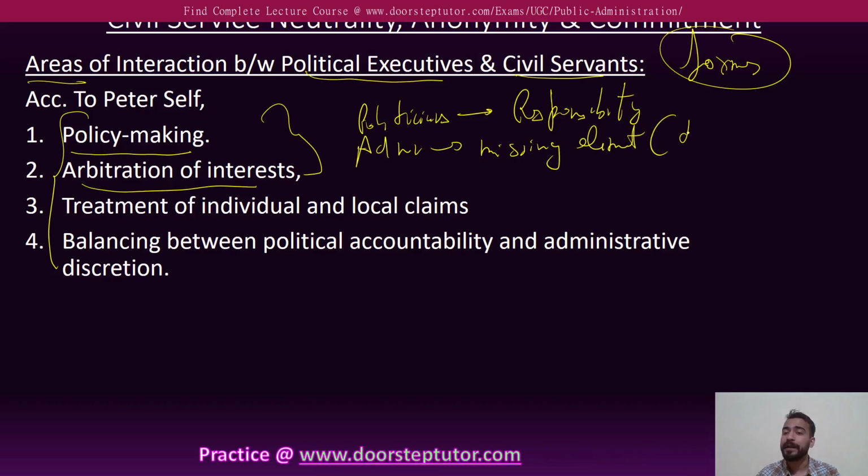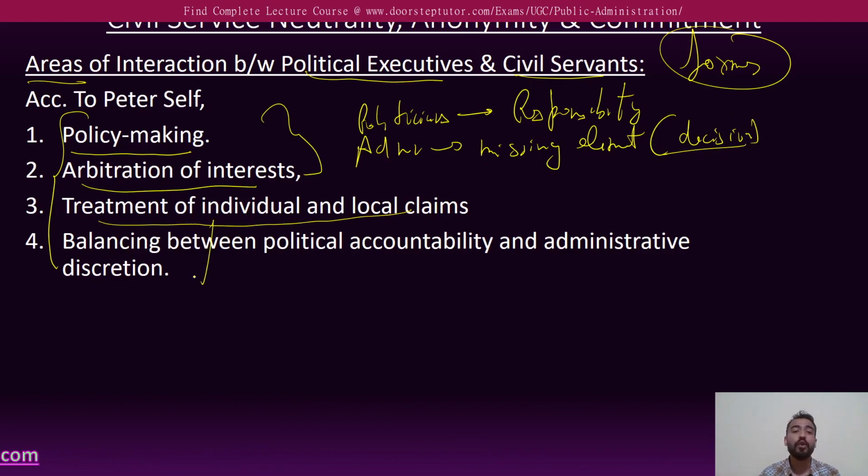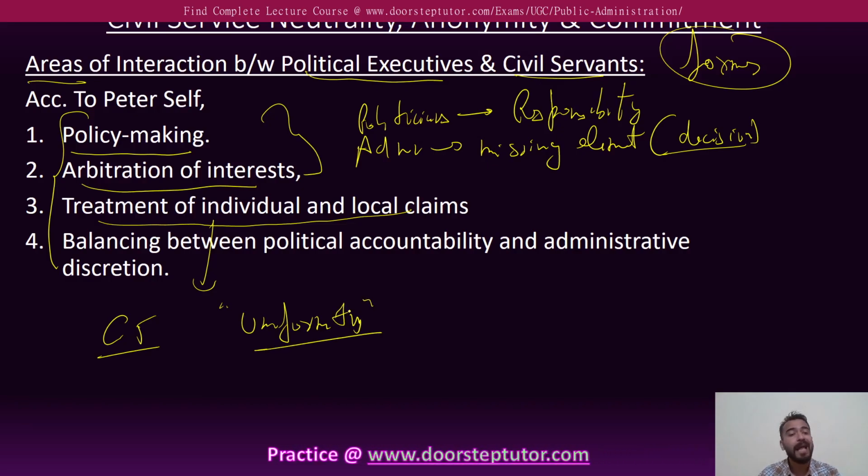while the administrators simply supply the missing element of the political decisions. Now in the third case, that is the treatment of individual and local claims, the civil servants defend the distinctive method of their uniformity against the political executives.